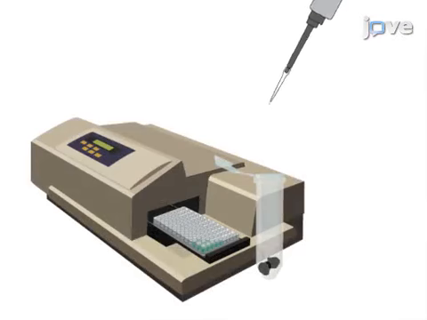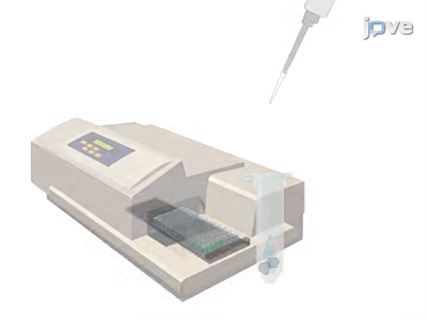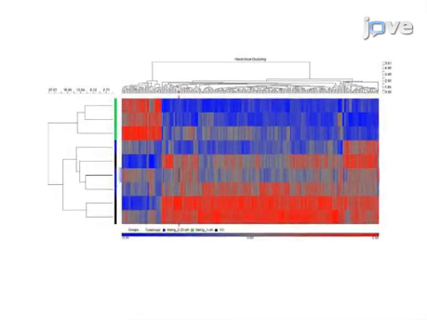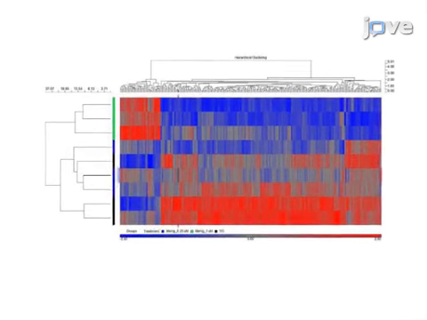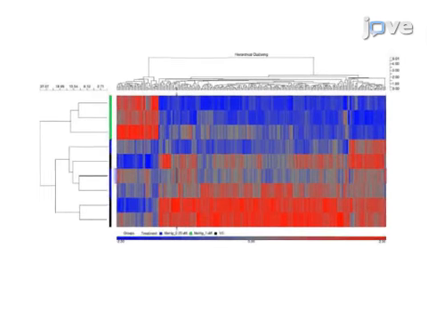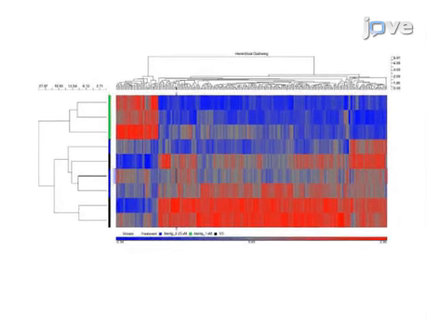The final steps are to assess the viability of the cells and isolate the RNA. Ultimately, transcriptome microarray analysis is used to show the changes in RNA expression of cells treated with a compound of interest compared to untreated control cells.